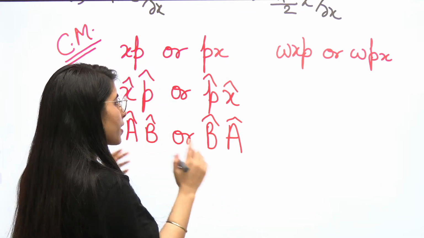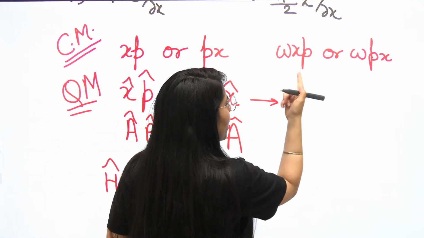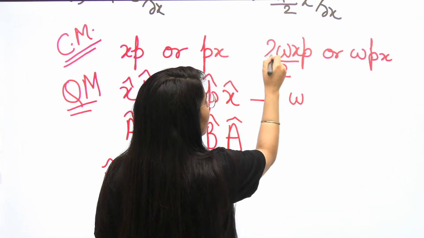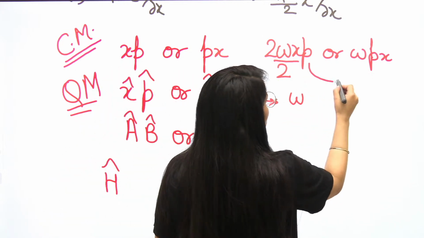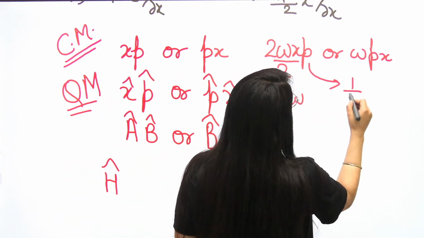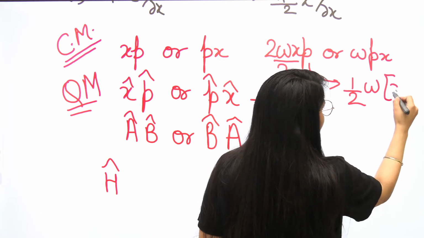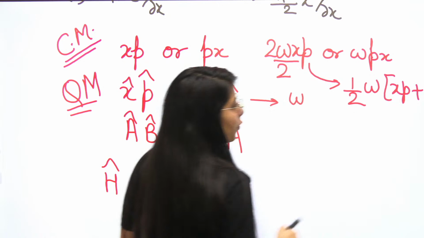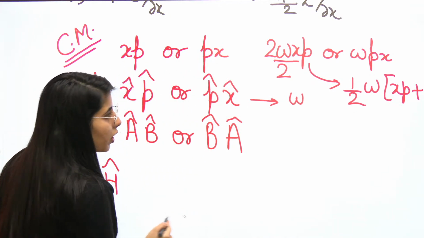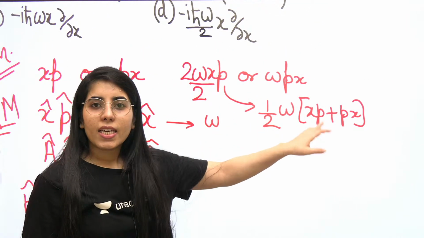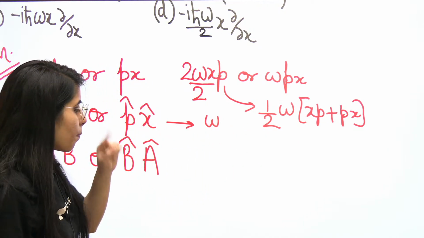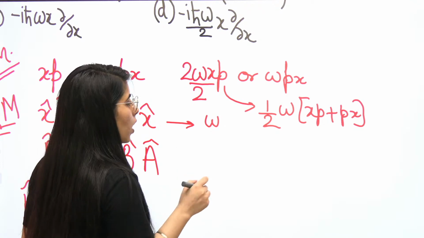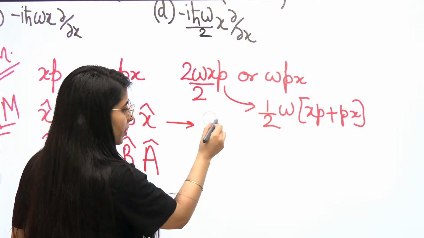So to get the exact expression, what I have to do, when I write it in quantum, I can divide it by 2, I can multiply it with 2. So I can write it as what? I can write it as 1 upon 2 omega xp plus px, because in classical mechanics it doesn't make a big difference. I can write it as half omega xp plus px. But when I'm going to write this expression in quantum, I have to consider the operator symbols.